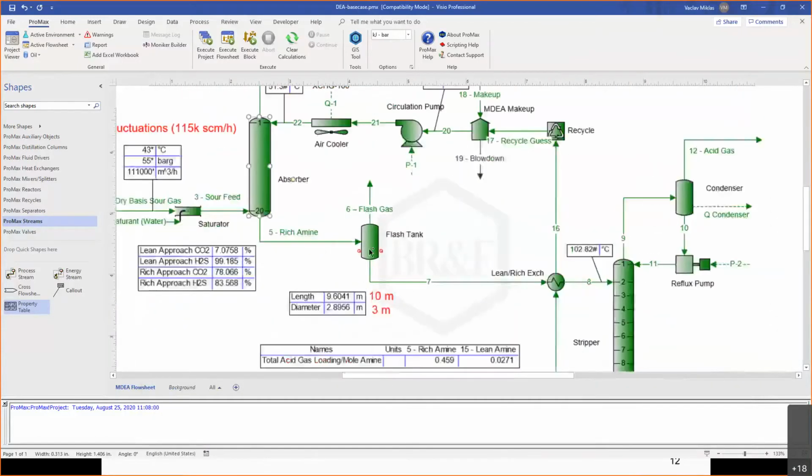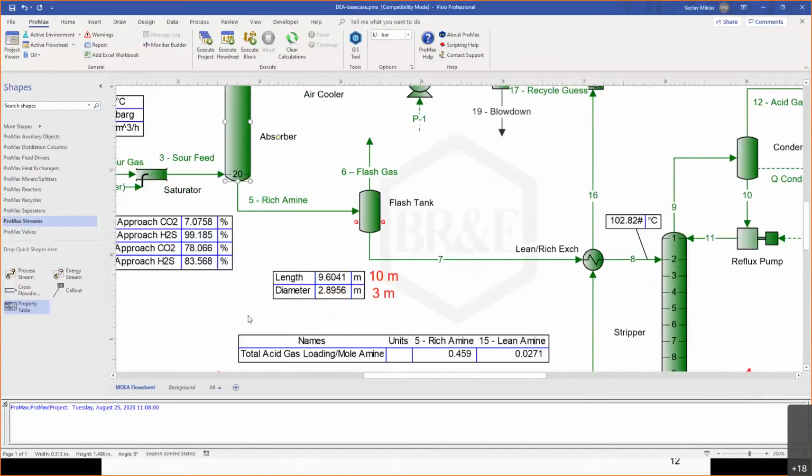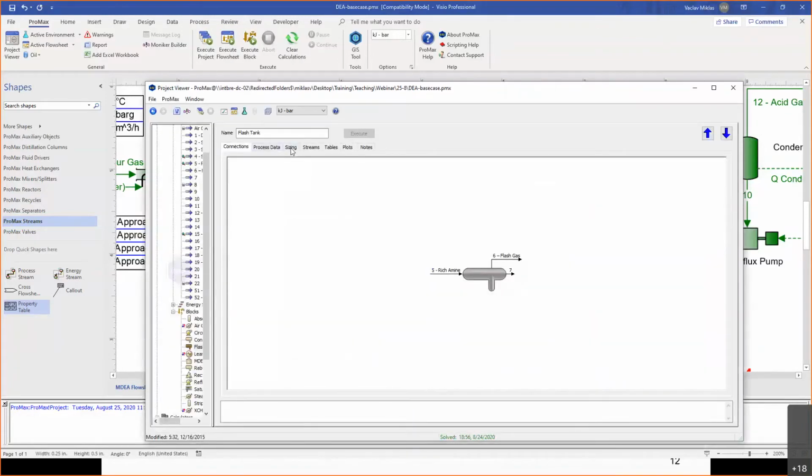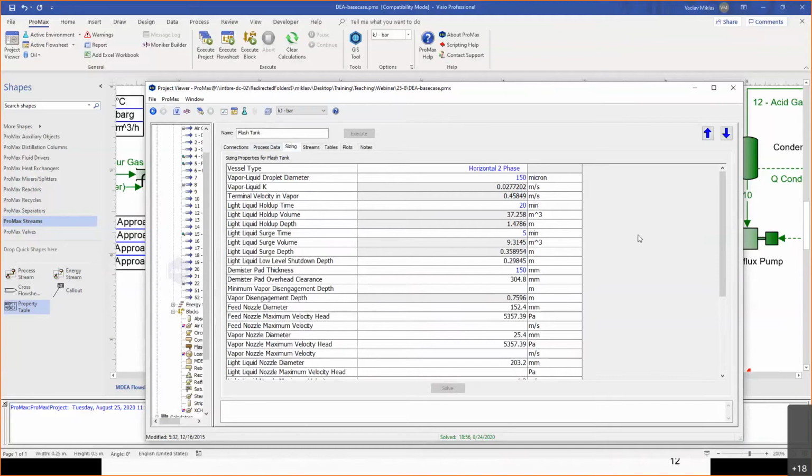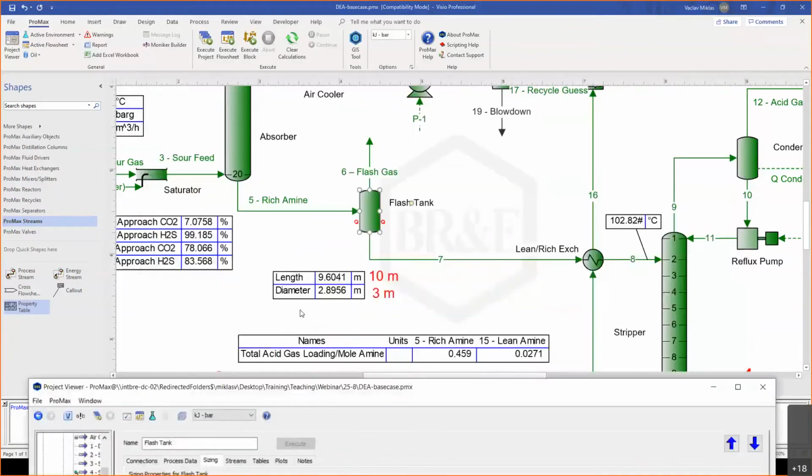For the flash tank, as you can see, we have a couple of numbers here. The red ones are the actual size of the flash tank. So it is 10 meters long, 3 meters in diameter. But we also have some other numbers here, and these come from ProMax separator sizing. If I open the flash tank and go to sizing, you will see that basically I put here some numbers that were very likely used for the design and that give us similar results to what is actually in operation.